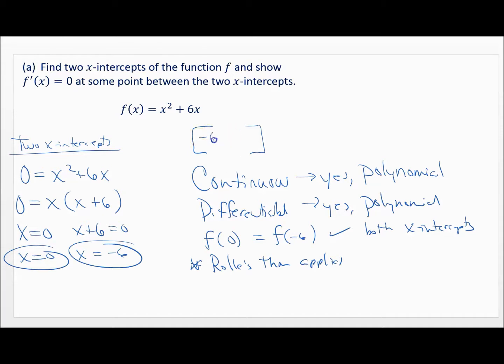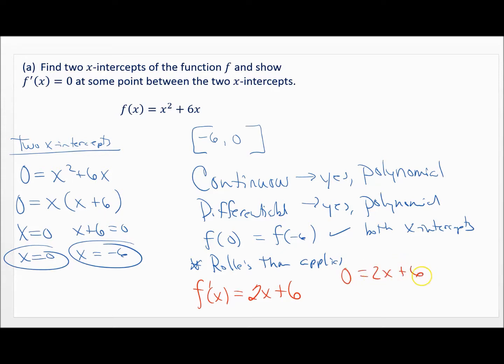Okay, how about negative 6 to 0? Whew, okay, much better. So f of 0 equals f of negative 6, it's continuous, it's differentiable, so let's use Rolle's theorem. Rolle's theorem says that if we take the derivative, f prime of x is equal to 2x plus 6, and I set that equal to 0. 0 equals 2x plus 6.